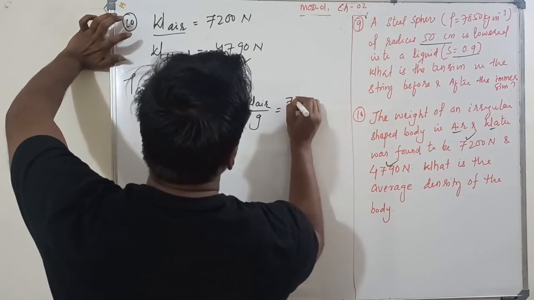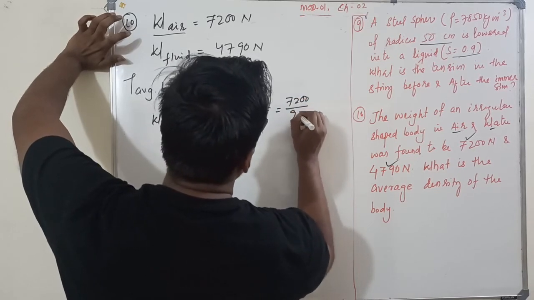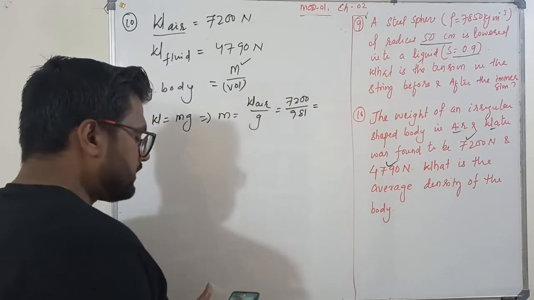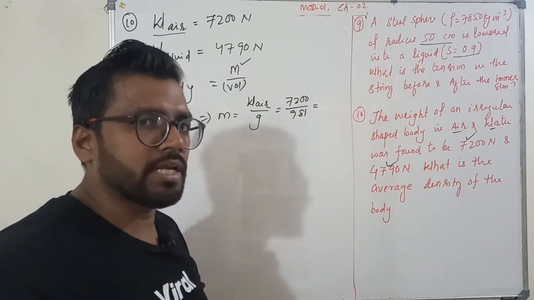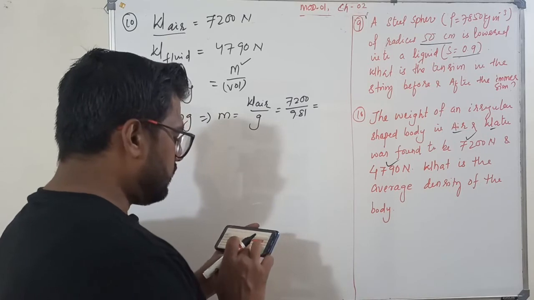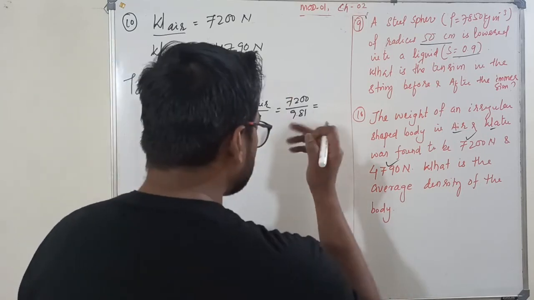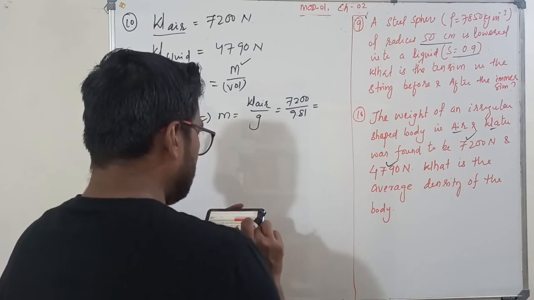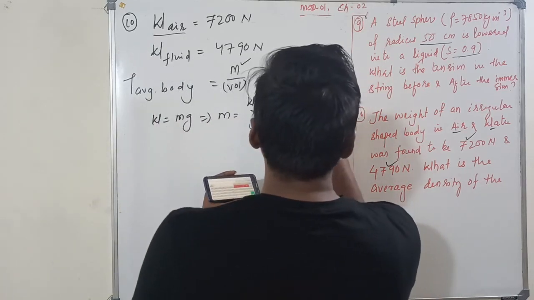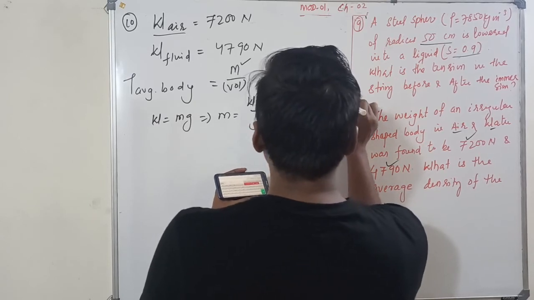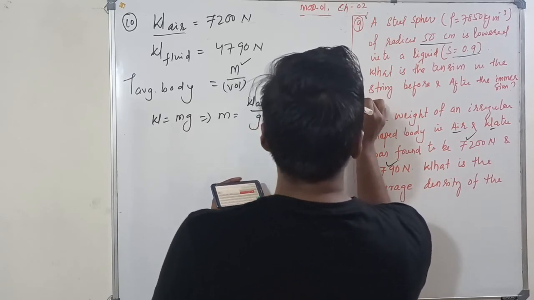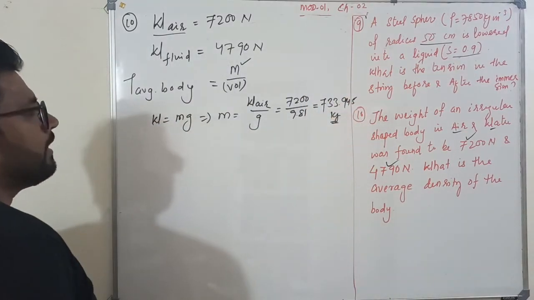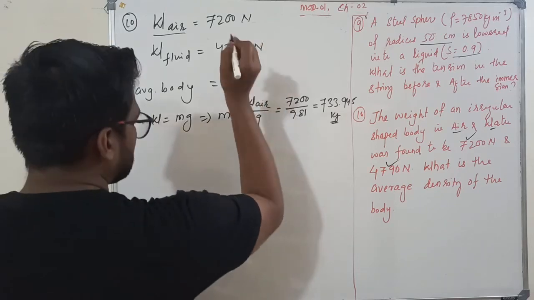So it is given 7200 divided by g, which is 9.81. See, unless and otherwise they have mentioned, never take 10. Take 9.81 meter per second square only. 7200 divided by 9.81. How much are you getting? We are getting 733.99945. Okay, this is kg. This much kg is your mass of the body. I got mass. Now I need volume.